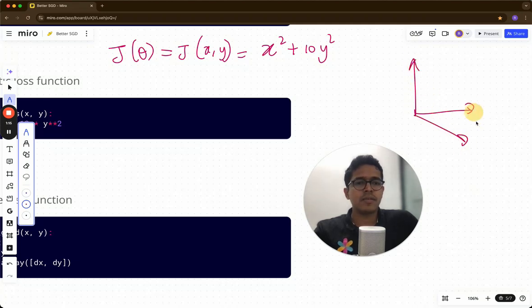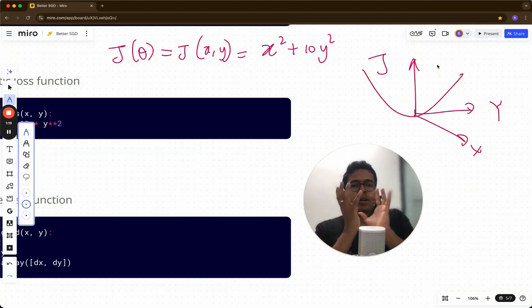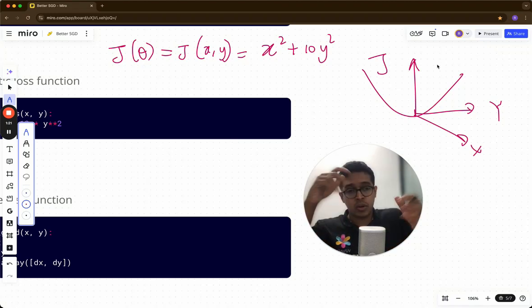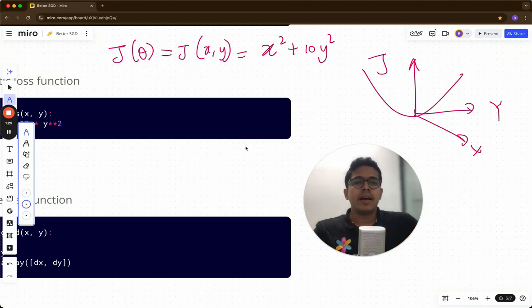So this can be x, this can be y, this is J. It will look like a parabola, but it will have both x and y dimensions along the independent axes. And from the top, it will look like an ellipse. The iso-equal-value contours will look like ellipses. So in this case, it will look like an ellipse elongated along the y-axis.